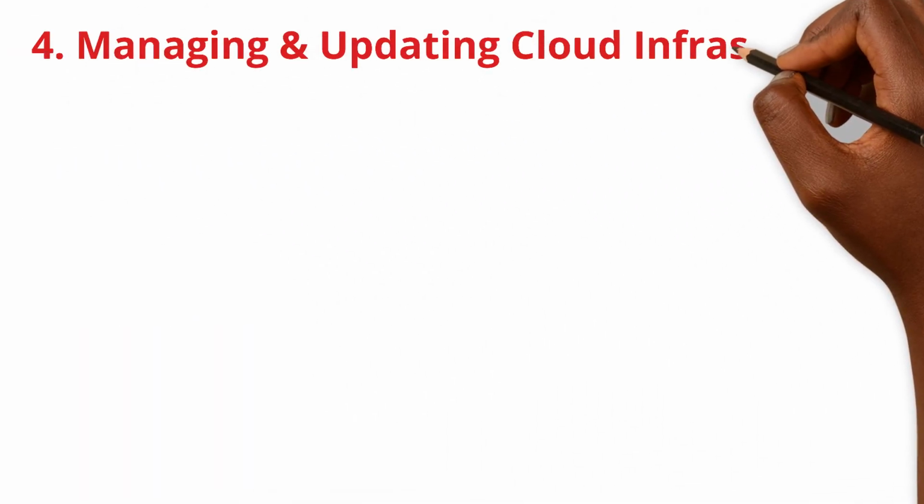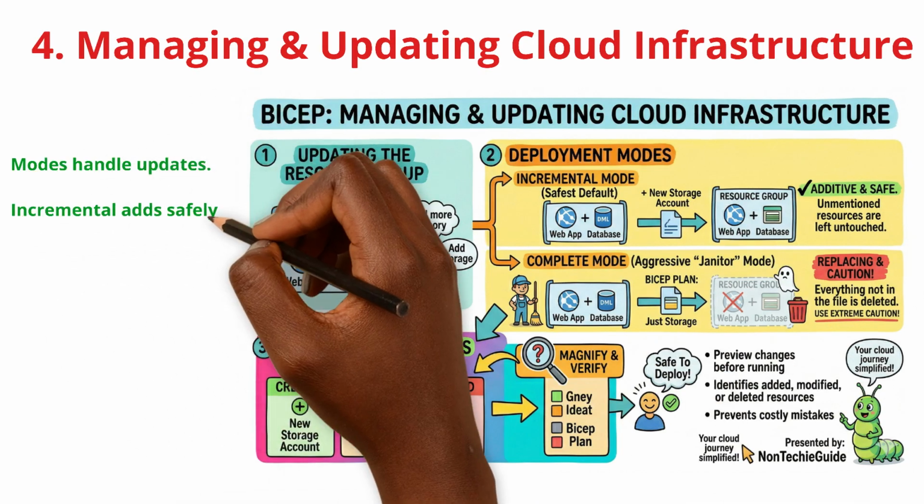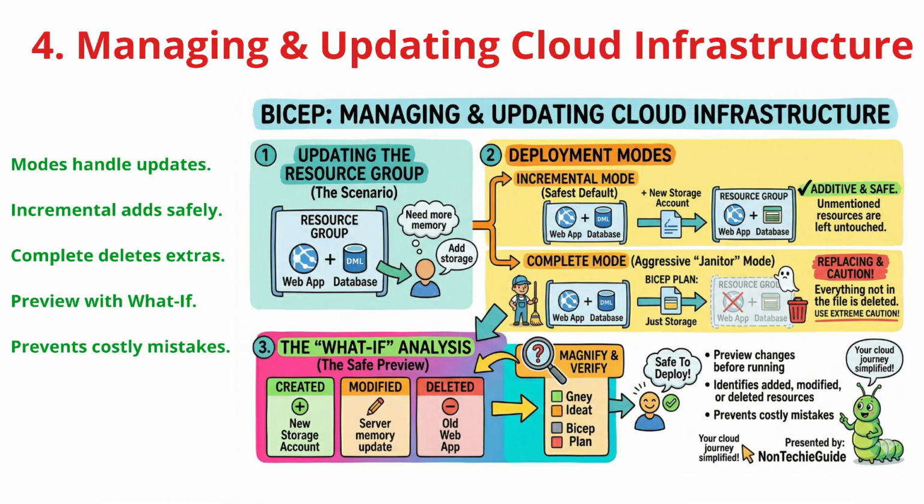Cloud environments are never static. Eventually, your digital house will need updates, like adding more memory or deleting old resources. As Non-Techie Guide is presenting, Bicep handles these updates using two distinct modes. We start in Quadrant 1 with an existing resource group containing a web app and a database. The user thinks, "I need to add a storage account." How you deploy that change matters immensely.